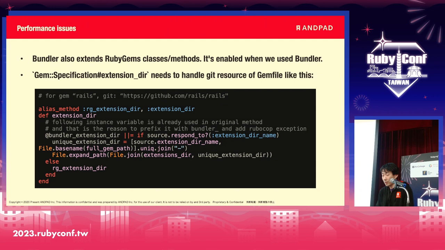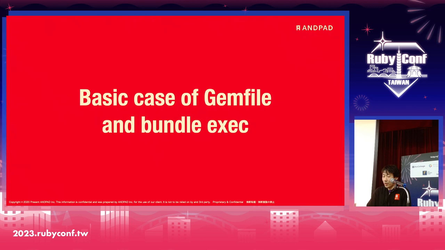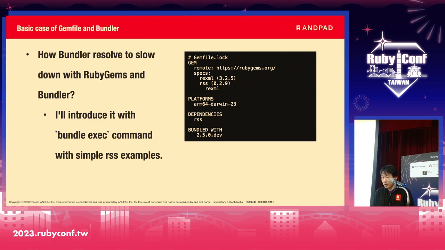RubyGems extends Ruby's original require. Bundler extends some RubyGems methods. So RubyGems and Bundler will slow down your Ruby code. Let's run Bundler using the bundle exec command. We learned that RubyGems and Bundler extend many of the original Ruby methods. Bundler resolves this slowdown by modifying the load path and rebinding the extended methods.